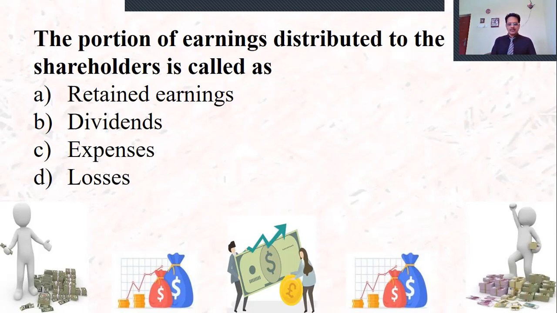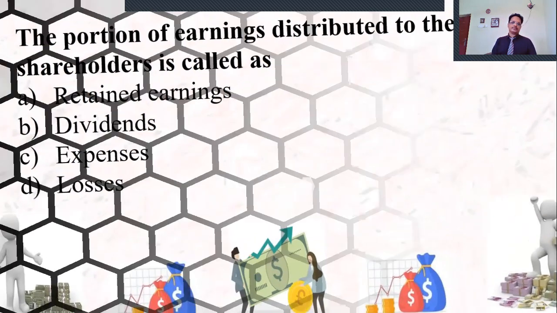But understand that maybe some question comes next time. The portion of profit which is retained or reinvested in the business is called retained earning. Dividend, or any other terms may come. So retained earning will be the correct answer.